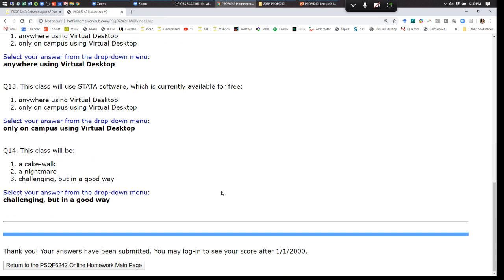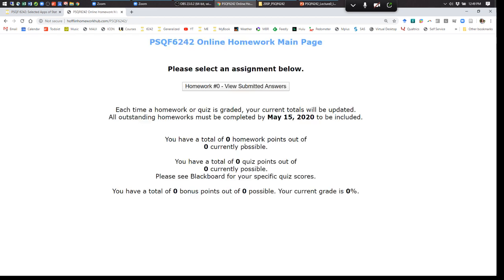And at the bottom, it will confirm that your answers have been submitted and let you know when you can see how you did. Mine, since this is a dummy login, is set so that I can see my scores right now. Yours will be available after next Monday night. But let me show you what it looks like after you submit.